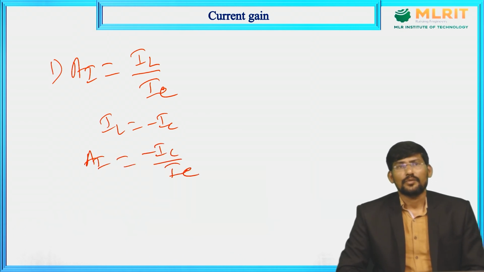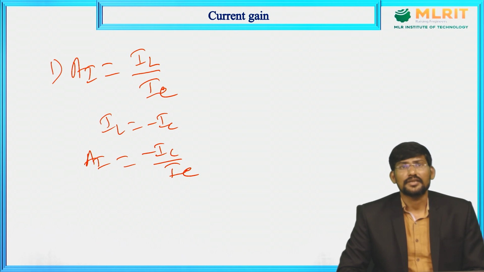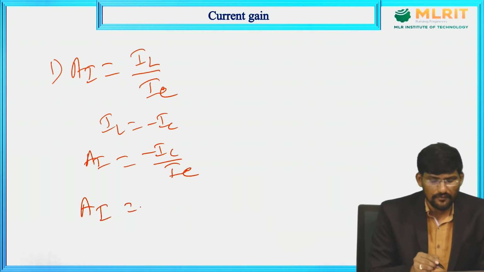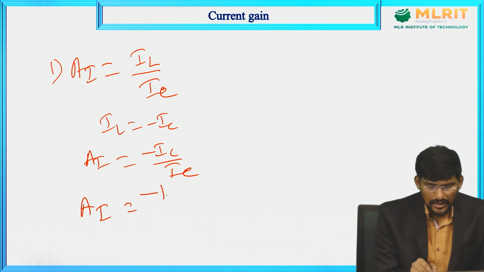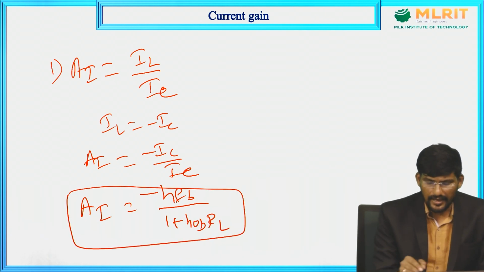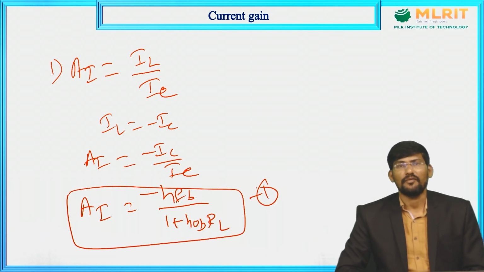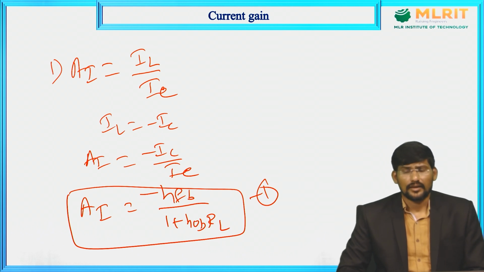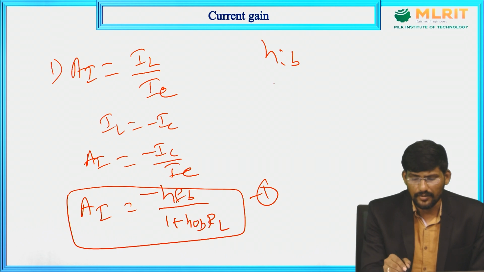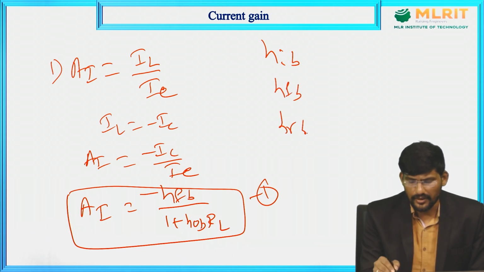So we derived the equations for the transistor amplifier circuit, current gain, voltage gain, input impedance, and output admittance. The same derivation part we can consider here for the analysis of common base configuration. So the current gain is considered as minus HFB divided by 1 plus H0B into RL. So this is the current gain expression for common base amplifier. And what are the parameters? Standard values of common base configuration is HIB, HFB, HRB, and H0B.